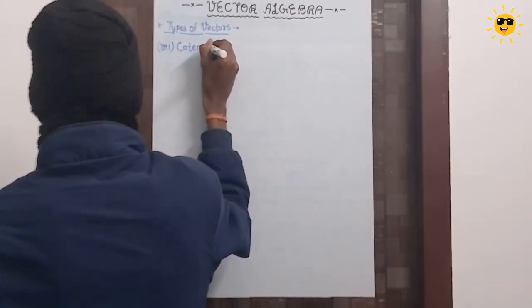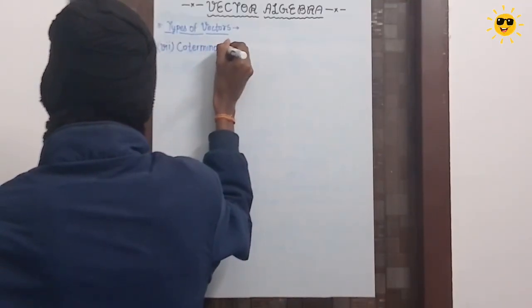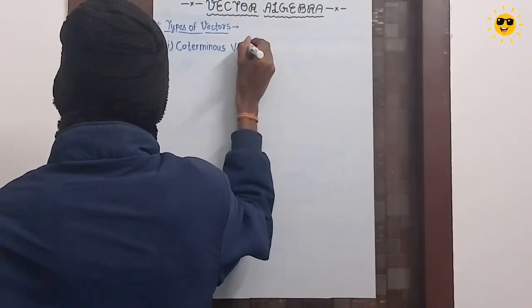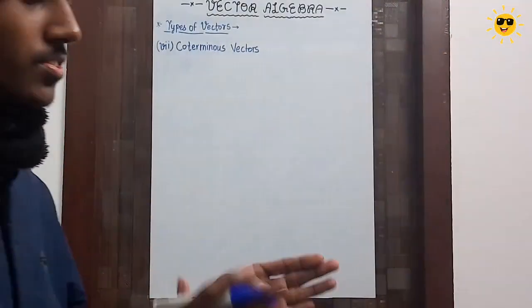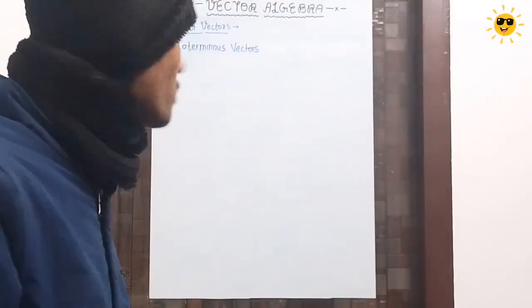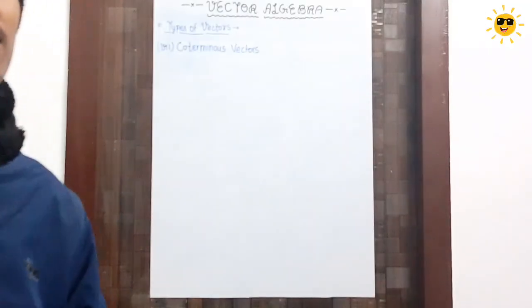Coterminous vectors. We had already learned about co-initial vectors, vectors having the same initial point. As the name suggests, coterminous vectors are vectors having the same terminal point. Simple.